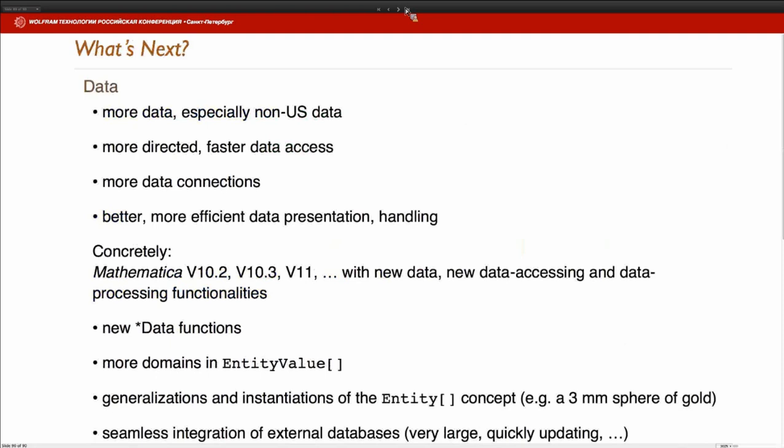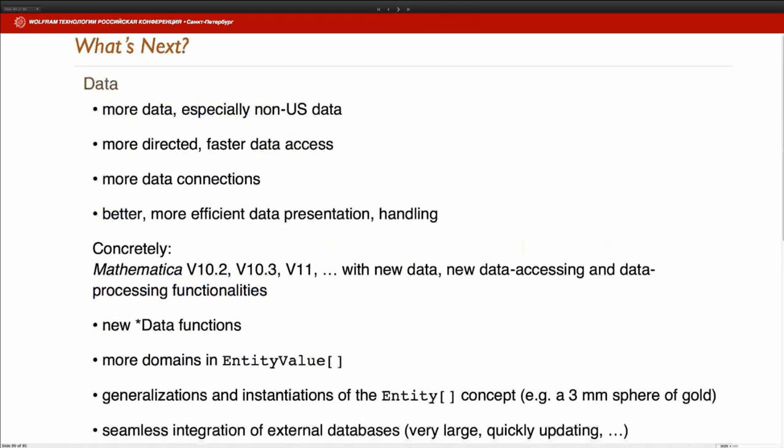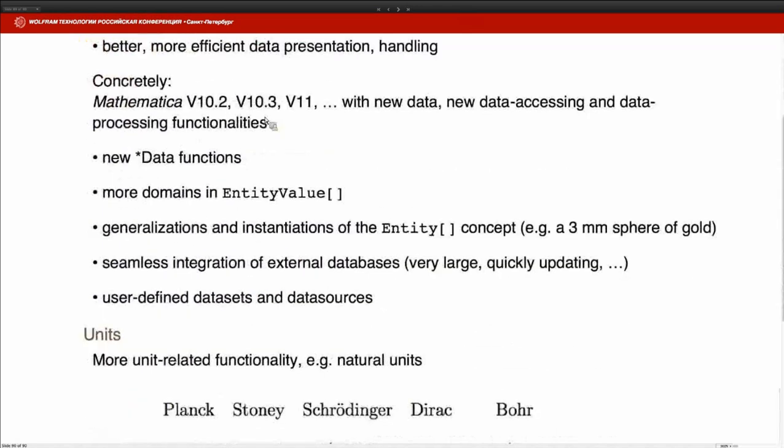So what's coming in the future? More data, especially non-US. There are various areas where we are pretty good with data about the US, but not so good with data about the rest of the world. We are working on this. Then more direct, I showed the implicit entity, and faster data access, more connections between the data, and more efficient handling and returning. Various new star data functions are to be expected, many more domains.